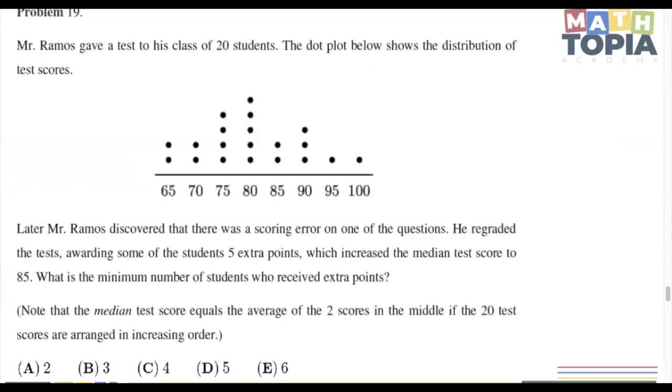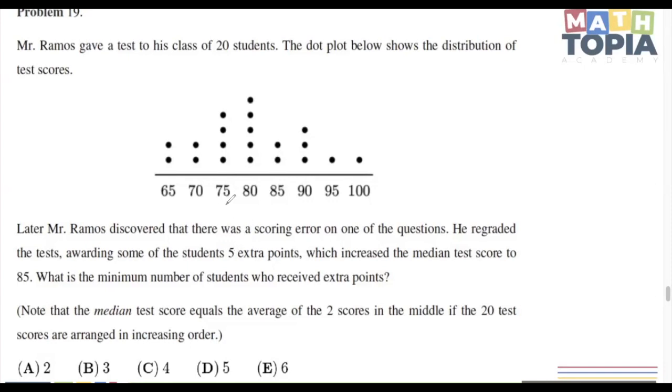Right. Number 19. Mr. Ramos gave a test to his class of 20 students. We have this dot plot. Later, Mr. Ramos discovered that there was a scoring error on one of the questions. He regraded the tests, awarding some of the students 5 extra points. So essentially, apparently there was a question on the test that was worth 5 points, right?